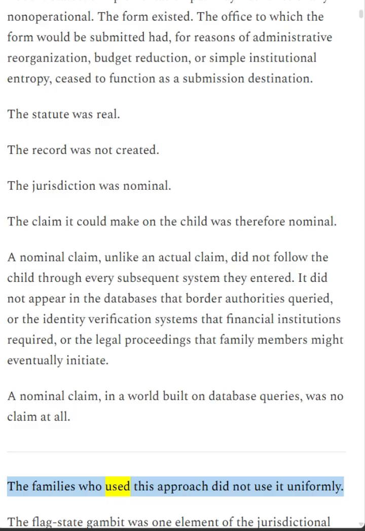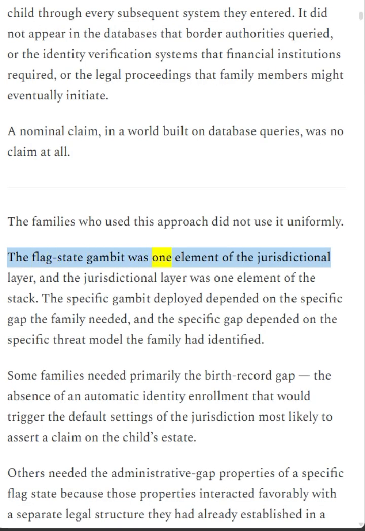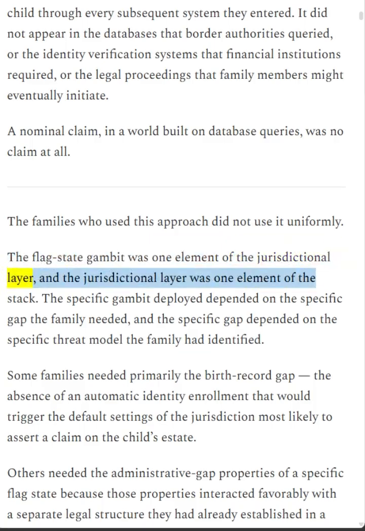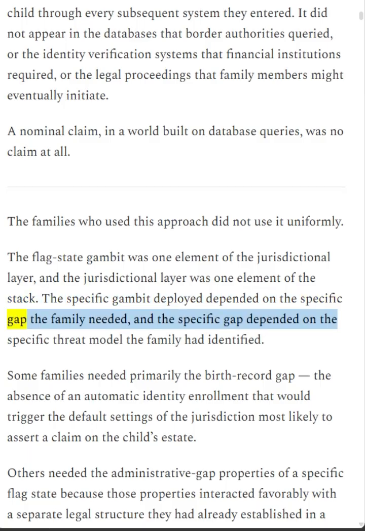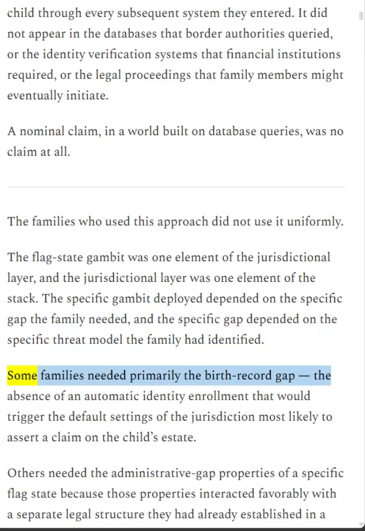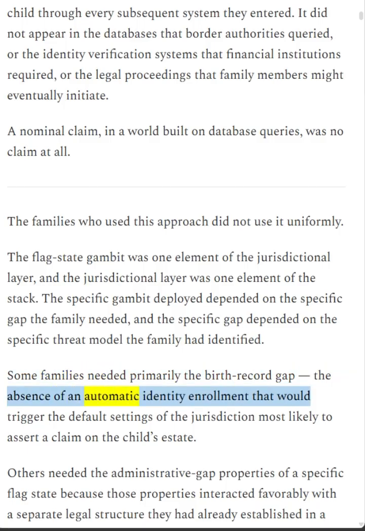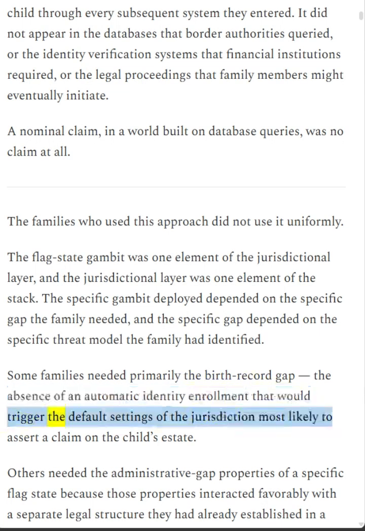The families who used this approach did not use it uniformly. The flag state gambit was one element of the jurisdictional layer, and the jurisdictional layer was one element of the stack. The specific gambit deployed depended on the specific gap the family needed, and the specific gap depended on the specific threat model the family had identified. Some families needed primarily the birth record gap, the absence of an automatic identity enrollment that would trigger the default settings of the jurisdiction, most likely to assert a claim on the child's estate.